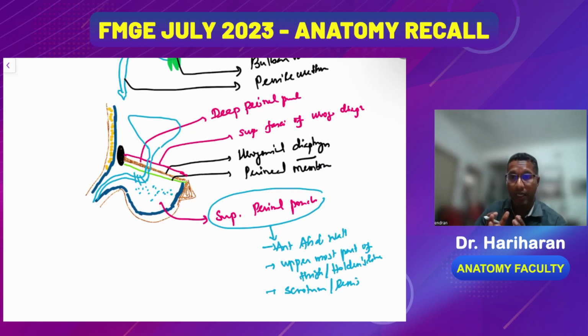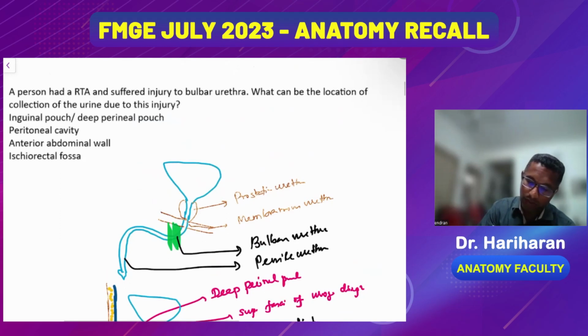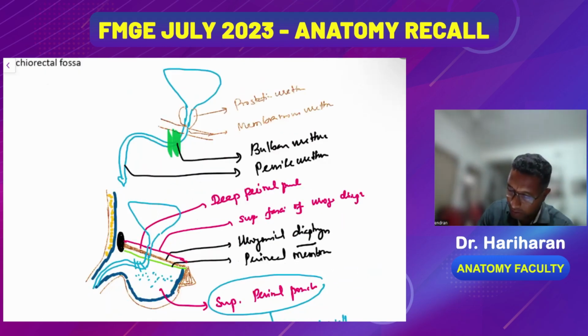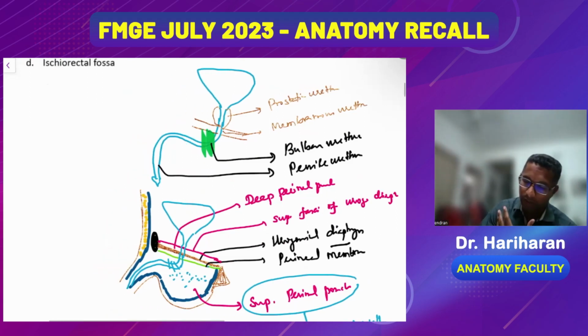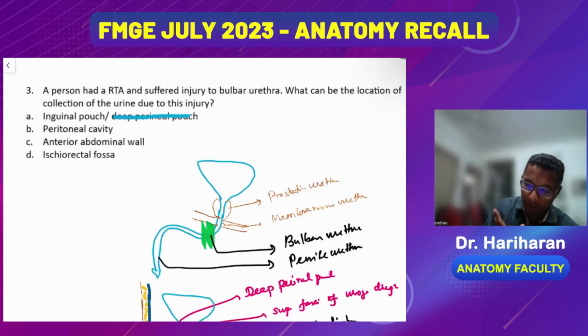So if there is an injury to the bulbar urethra and the urine is collected in the superficial perineal pouch, where is it going to reach? So the question is, can it reach the inguinal pouch or the deep perineal pouch? No, it cannot reach the deep perineal pouch, because you can see here the superficial perineal pouch is closed posteriorly. It is not open to the deep perineal pouch. So it cannot go there. It cannot go to the peritoneal cavity. It cannot go to the ischiorectal fossa.